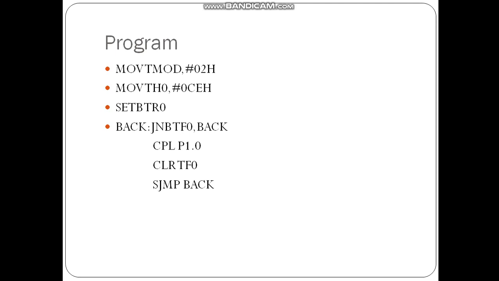Then we need to clear the timer overflow flag bit for the next round. Then we have to repeat the process so that a continuous square wave will be generated. So here, see, we don't reload the TH or TL register. Mode 2 is called the auto reload mode because we don't have to load a timer register. Whatever value is there in the TH0 register, that will be automatically loaded into the TL0 register when an overflow is detected.